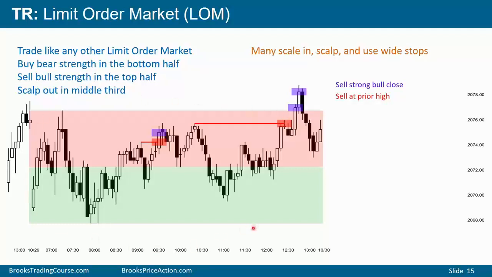It's in the upper half of the range. Some bears would sell at this high as well. To me, I think it's probably too low in the range. I'd rather be selling as close to the top of the range as I can.